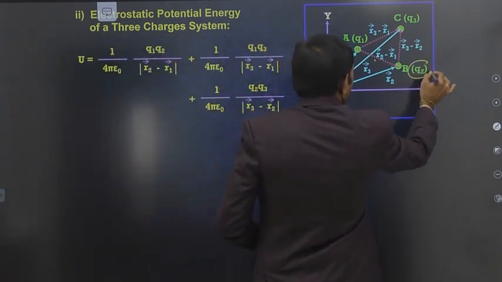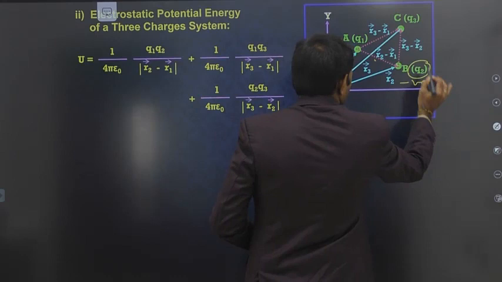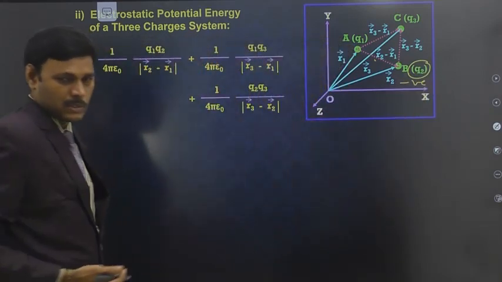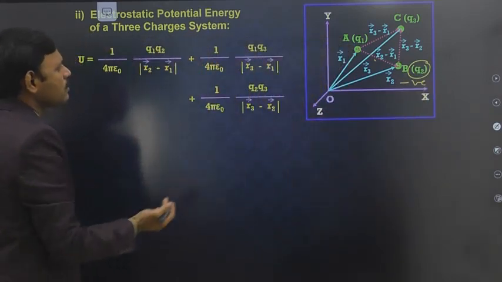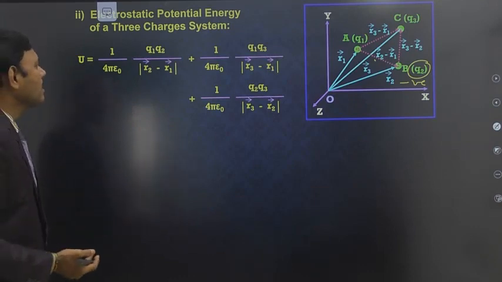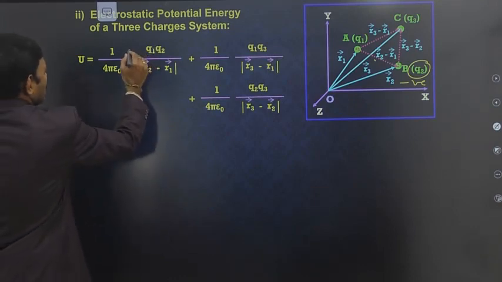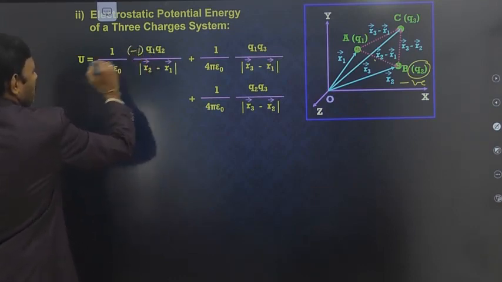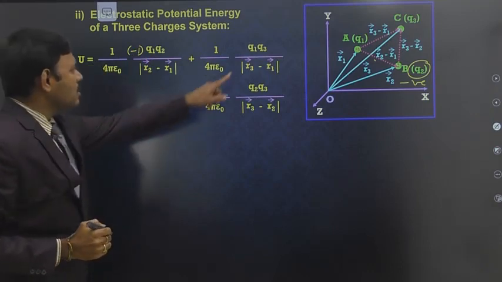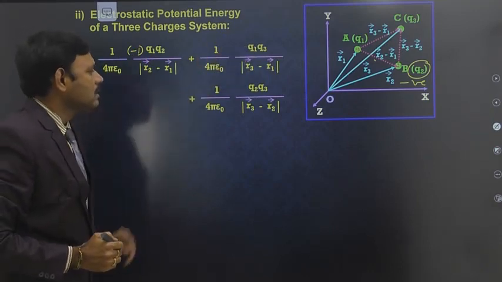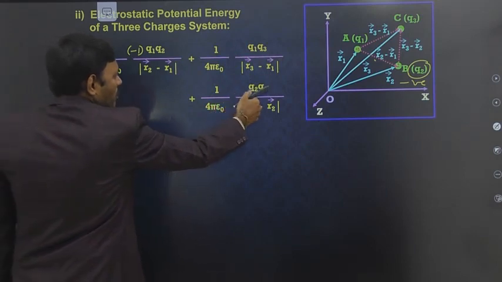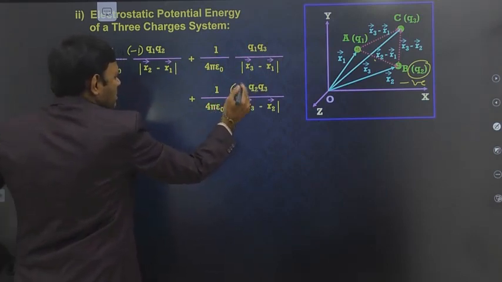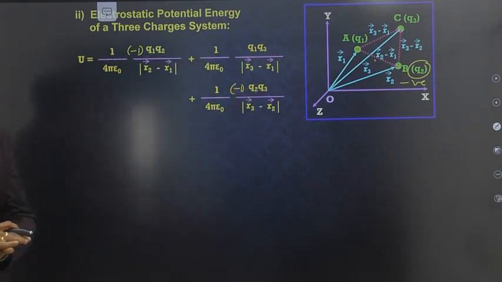Q2, we assume Q2 is negative in this expression. Then whenever Q2 comes, use a negative sign. So here we have Q2, the expression is multiplied by minus 1. And there is no Q2 in the next term, so it is as it is. In the third term, we have Q2, so multiply with minus 1. In this way, we get the algebraic sum of potential energies, hence we get the expression for the potential energy of the system of charges.